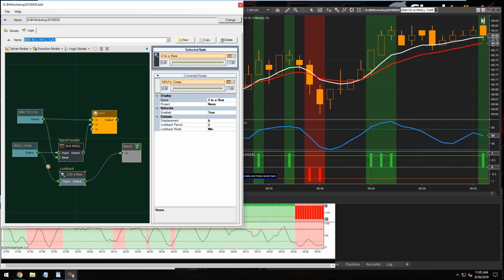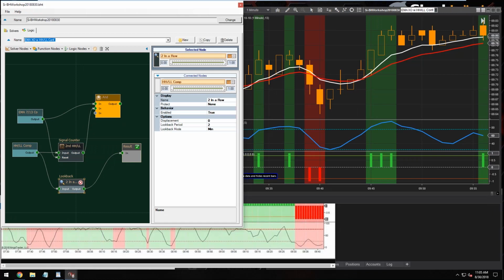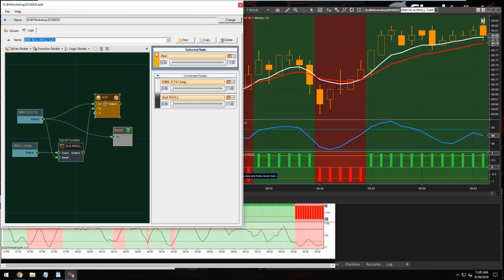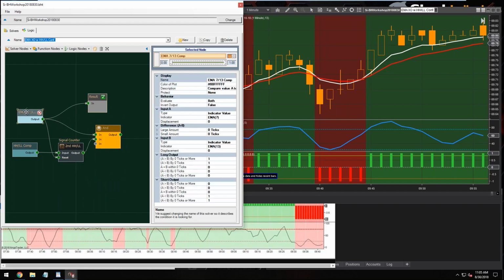Let's see. Yeah, it looks like just a simple separation distance between the two EMAs here. So if you did want to have a separation distance, let me get this kind of cleaned back up. So let's get our comparison solver plugged in here again. All right, so here's our comparison solver with our two EMAs.